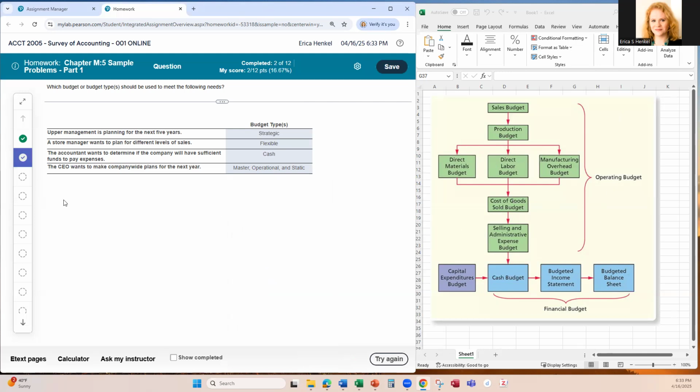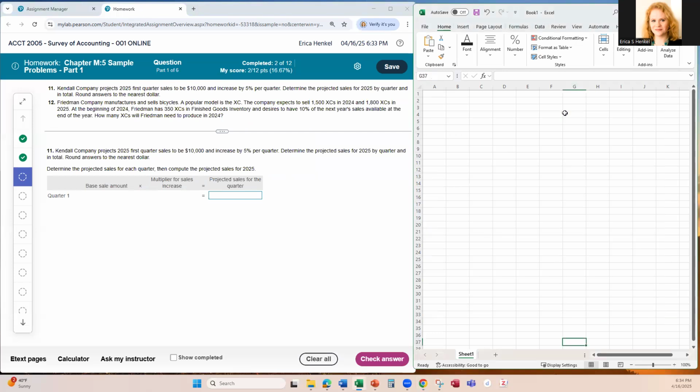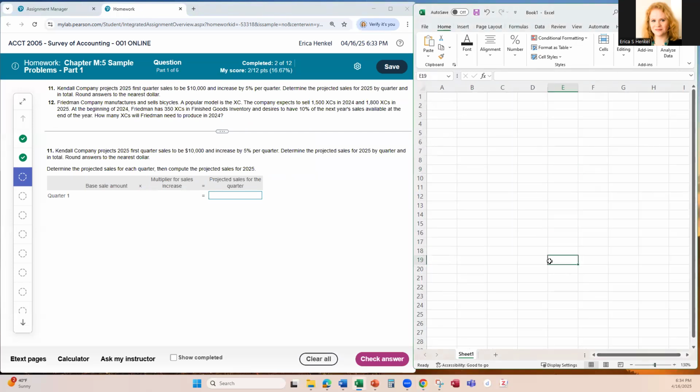All right. Looking at our next problem here, we are going to be looking at how we can put together a sales budget, okay, which is the base starting point for your budget. To calculate a sales budget, typically this is going to get figured out by your marketing department, whoever analyzes what the current market is for your products.